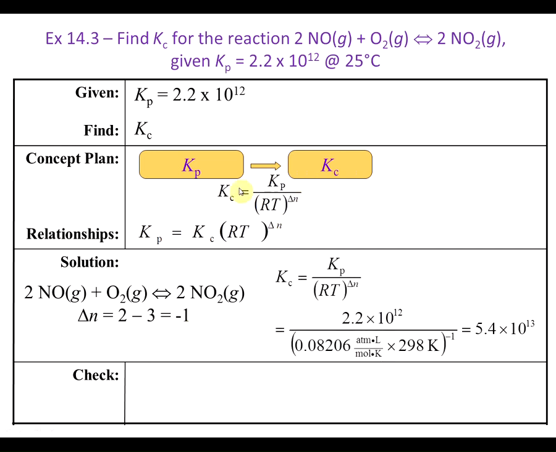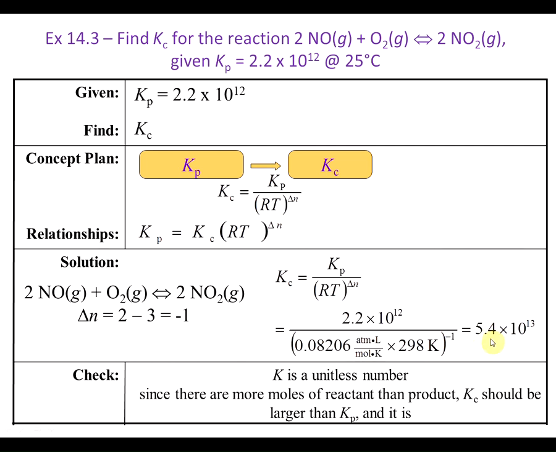So using our equation for Kc, we simply substitute those values in. The Kp value, the gas constant, 0.0206 liter atmospheres per mole K, times the temperature in Kelvin, raised to the -1. And the algebra says that that should be 5.4 times 10 to the 13th. And remember, K is a unitless number, so we drop those units. And because there are more moles of reactants than products, the Kc should be larger than Kp, and that's it. So this kind of helps us to make sure that we understand what's going on and double check our math.